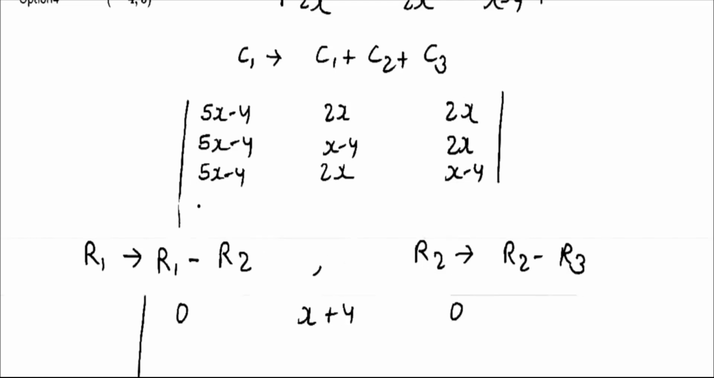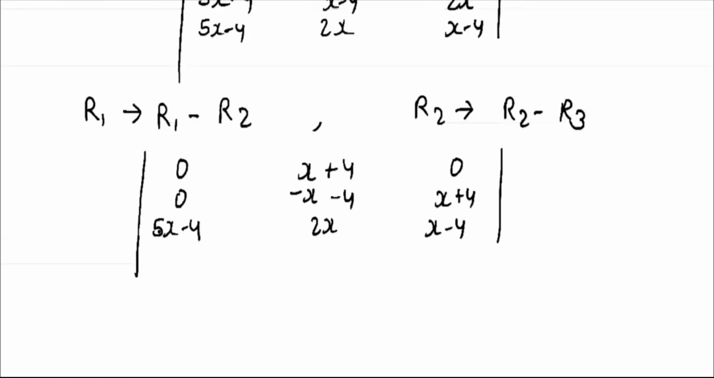Now R2 minus R3: 5x minus 4 and 5x minus 4 will be cancelled out, so it will be 0. And x minus 4 minus 2x, so x minus 2x is minus x, and minus 4. Now here also 2x minus x is x, and minus minus 4 is plus 4, so x plus 4. Now the last row will be the same because we are not applying any operation on the last row. So 5x minus 4, 2x minus x minus 4.